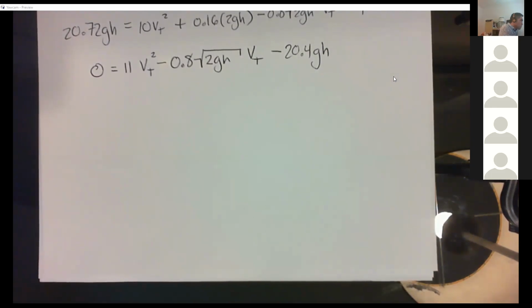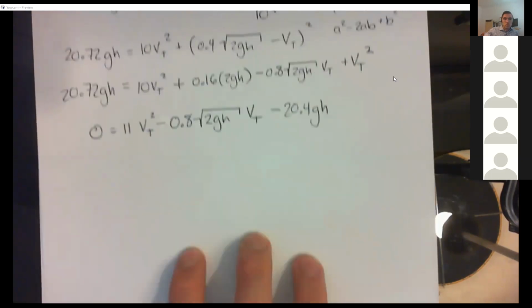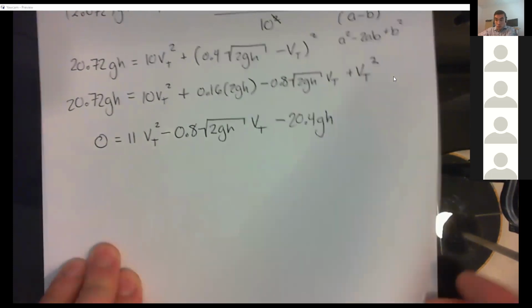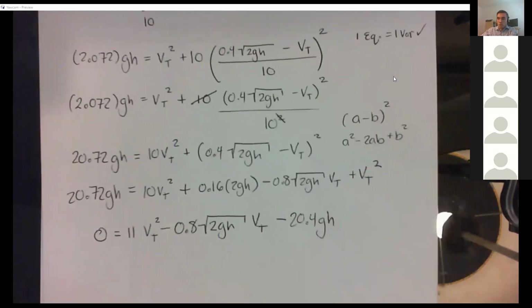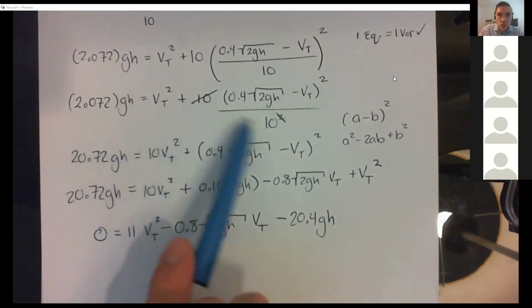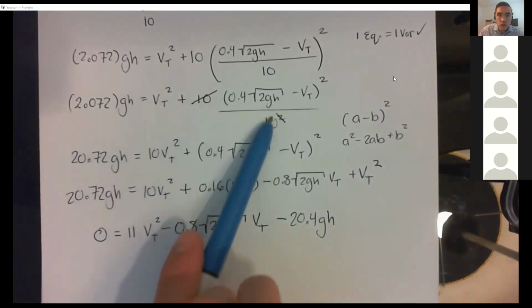Wait, Mr. Rob, could you go up a little, please? Why is it still 10 v sub t squared? Because earlier I thought you canceled one of the 10s with the 10 in the denominator, and then you multiplied it to the left with 2.072. Yeah, so right here, this 10 cancels with this 10, which leaves 1 10 in the denominator.